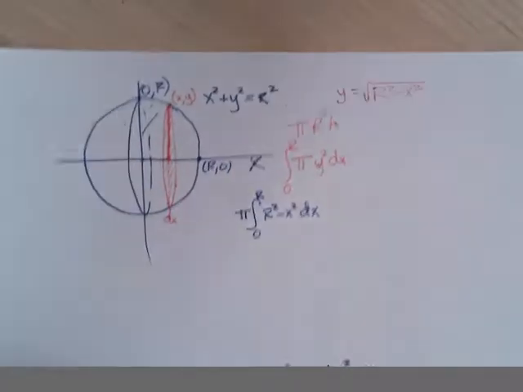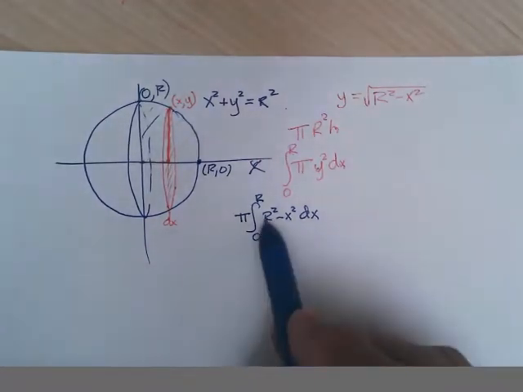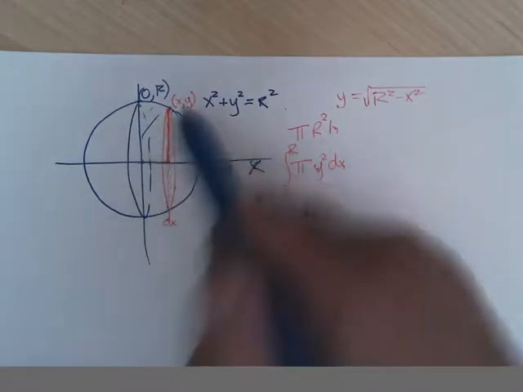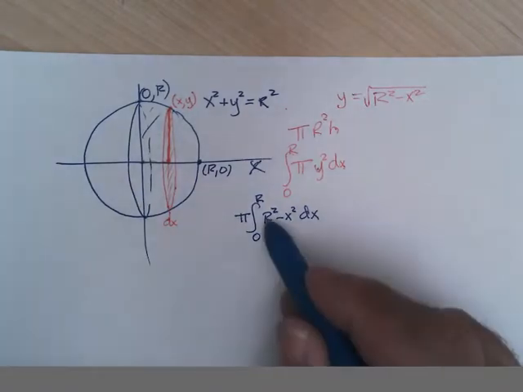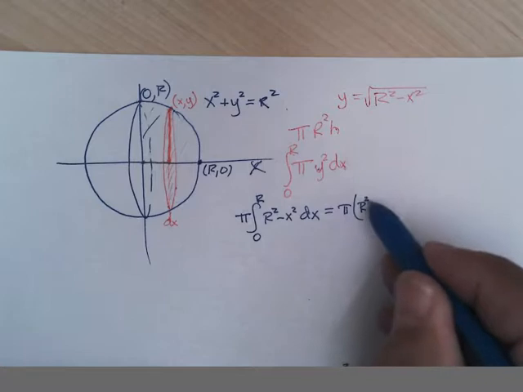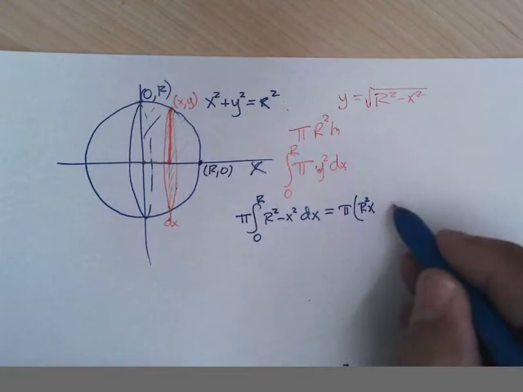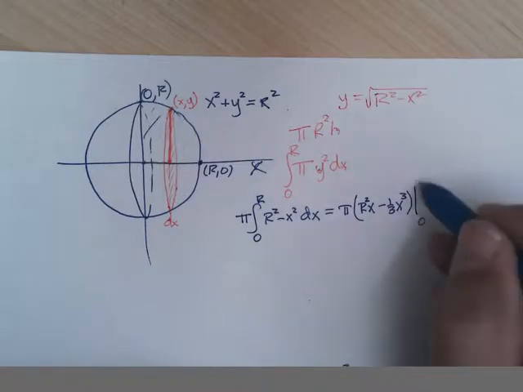Now, some people mess up here. They say, oh, I'm going to integrate the r squared, and they say it's 1/3 r cubed. R is not the variable. R is the radius. This r is the radius of the big circle, and that's going to be a constant. And so when we integrate a constant, it becomes the constant times x, the variable. And then we integrate the minus x squared, which becomes minus 1/3 x to the third, evaluated from 0 to r.